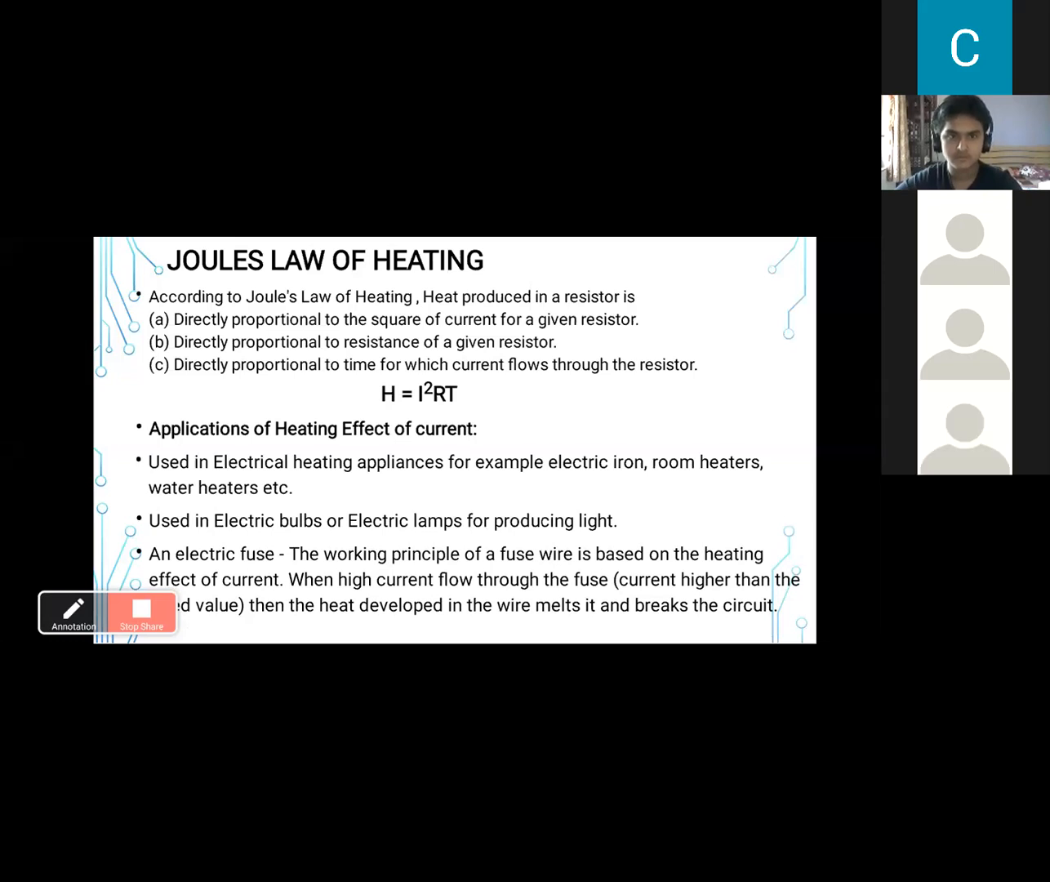So basically, we just have to add the variable T in the power formula. Only multiply time with the power formula, you will get the heating effect. So I square RT is generally Joule's law of heating. But for example, if I is not given to you, only V and R are given to you, you can apply V square by R into T also.